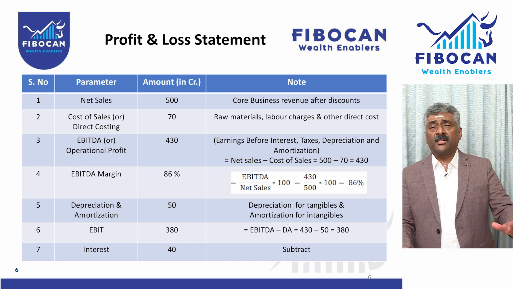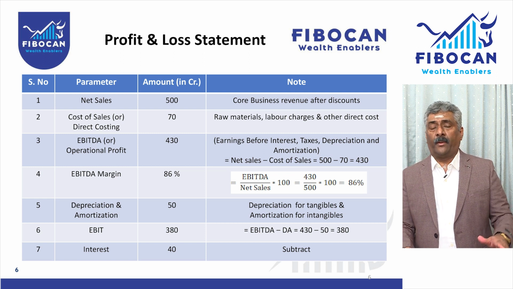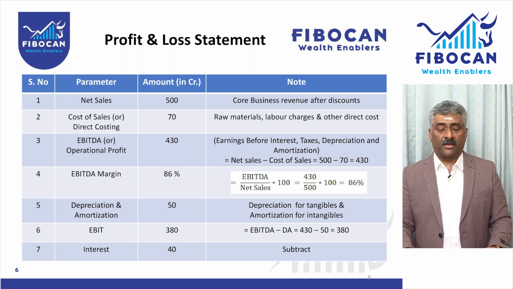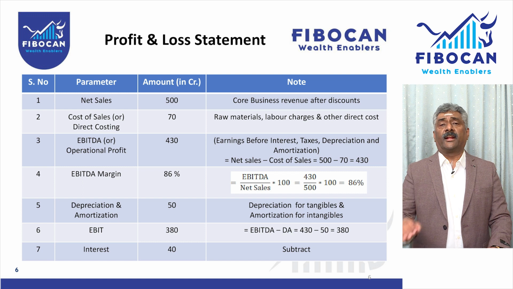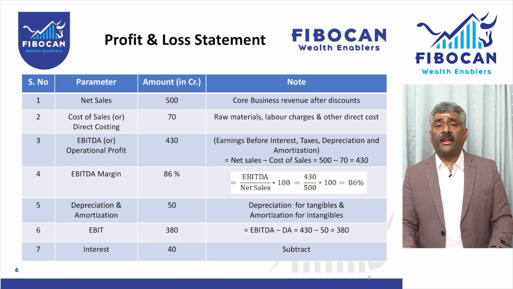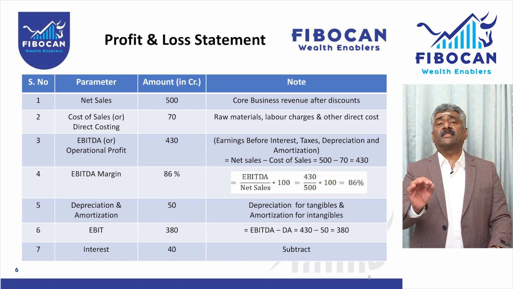So depreciation and amortization are one and the same. For tangibles, physically what you can see, that is depreciation. For intangibles, it is amortization. So here, in this example, it is 50 crores. Once we deduct that, what we get is 380 crores. This is called EBIT, earnings before interest and tax.